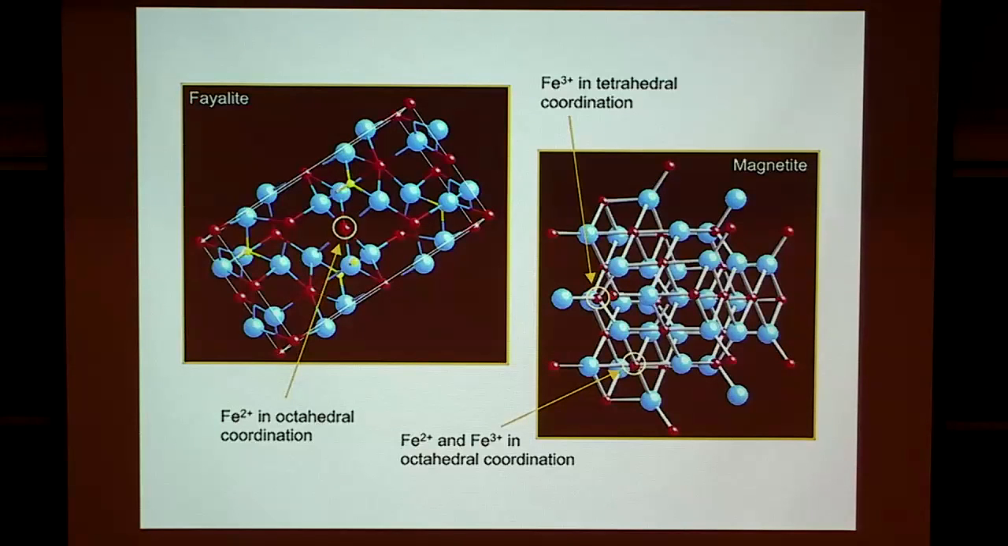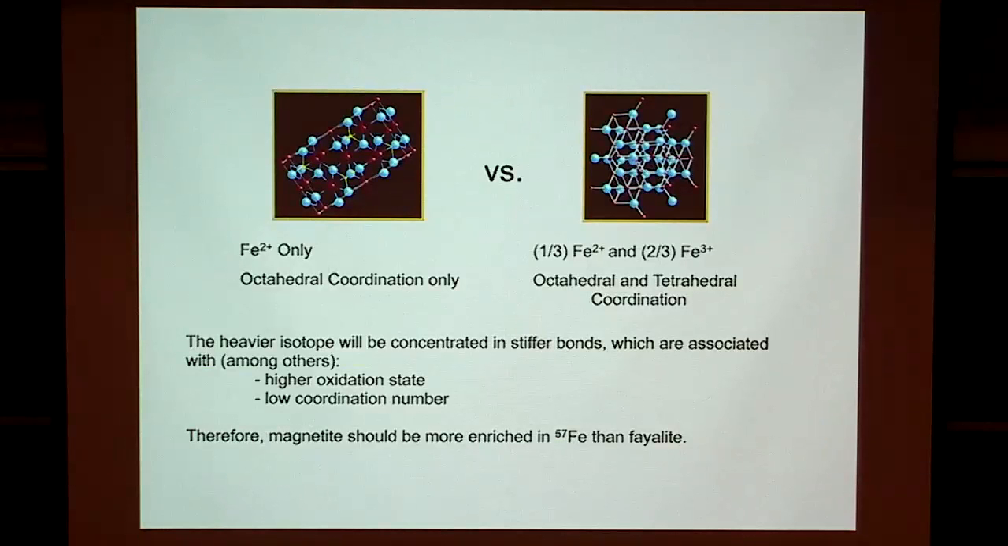If you remember, I said that oxidation state is one of the ways that's been theorized to fractionate isotopes, right? So we thought, okay, can we look at the isotope fractionation between fayalite and magnetite, where here you have all iron 2+, and here you have iron 2+ and iron 3+. If we go through a thought experiment, coordination number will also matter, right? We have octahedral coordination in iron 2+, and iron 2+ and 3+ in octahedral and tetrahedral coordination. In both cases, the heavy isotope will be concentrated. Therefore, if we do the experiment, we should have an enrichment in iron 57 in the magnetite. Okay? It's a very simple thought process.